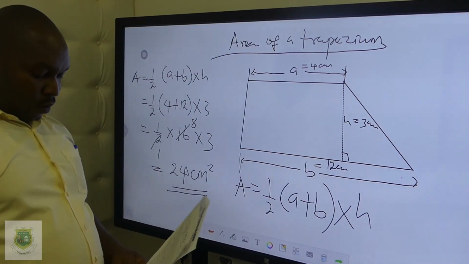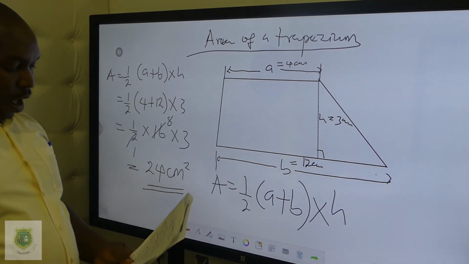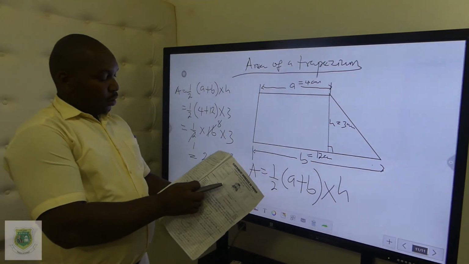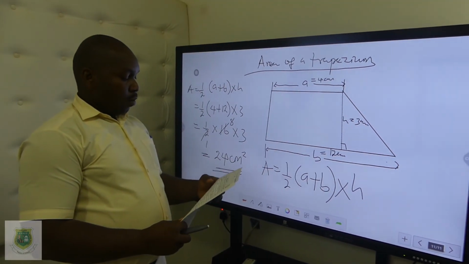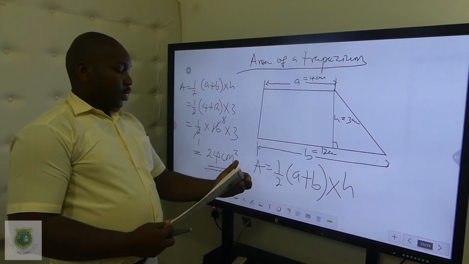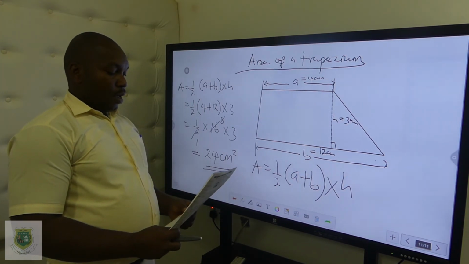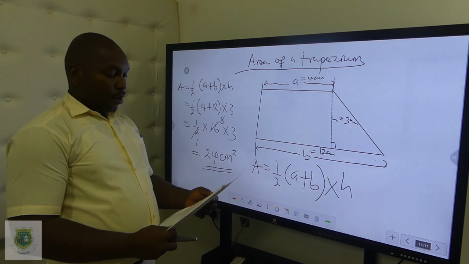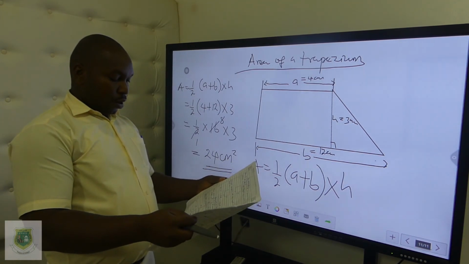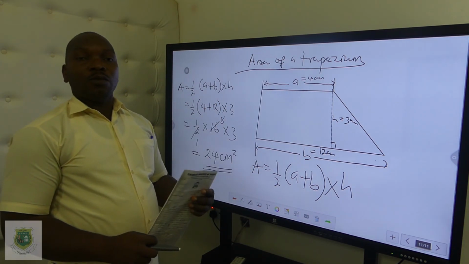I hope you are following. In this area of the trapezium, we will call it a day. But before that, I would like you to go into the assignment page and see what we have for you there, how you can calculate the area of the shapes given there. Make sure you do the assignment for you to be able to follow what we are doing.